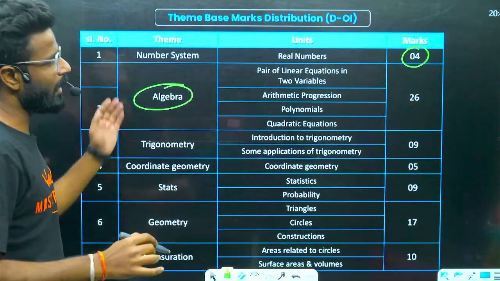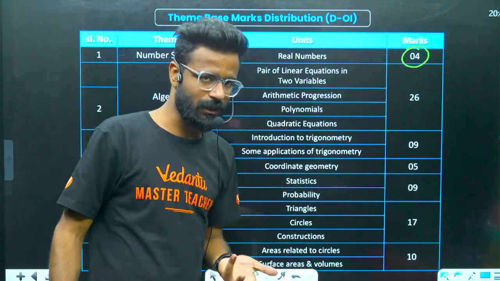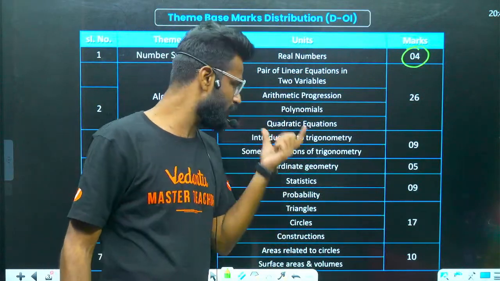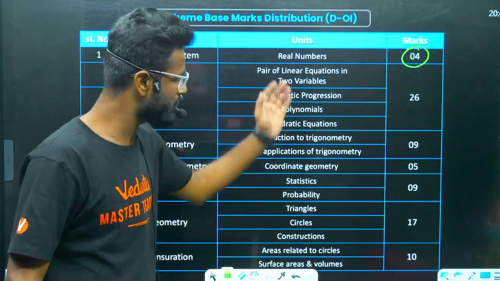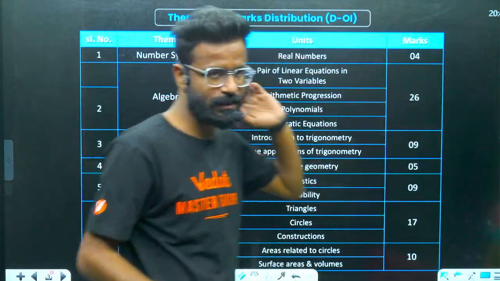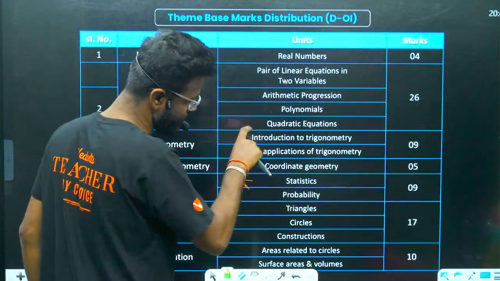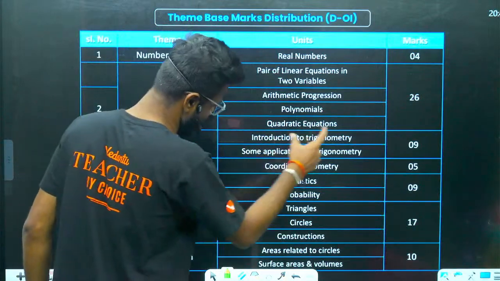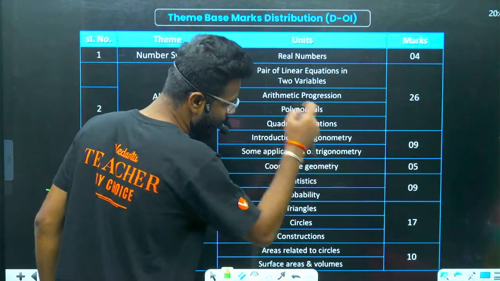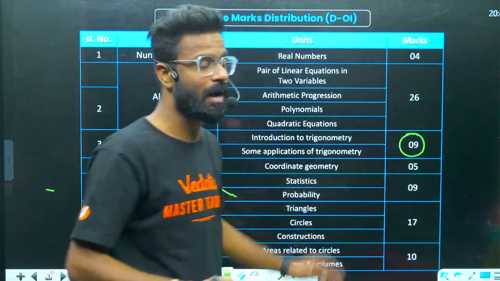Algebra, there are 4 chapters. These are pair of linear equations in 2 variables, arithmetic progression, polynomials and quadratic equations. These 4 chapters are of 26 marks. And again we have trigonometry. In this two chapters are there, introduction to trigonometry and some applications of trigonometry. These 2 chapters contain 9 marks.